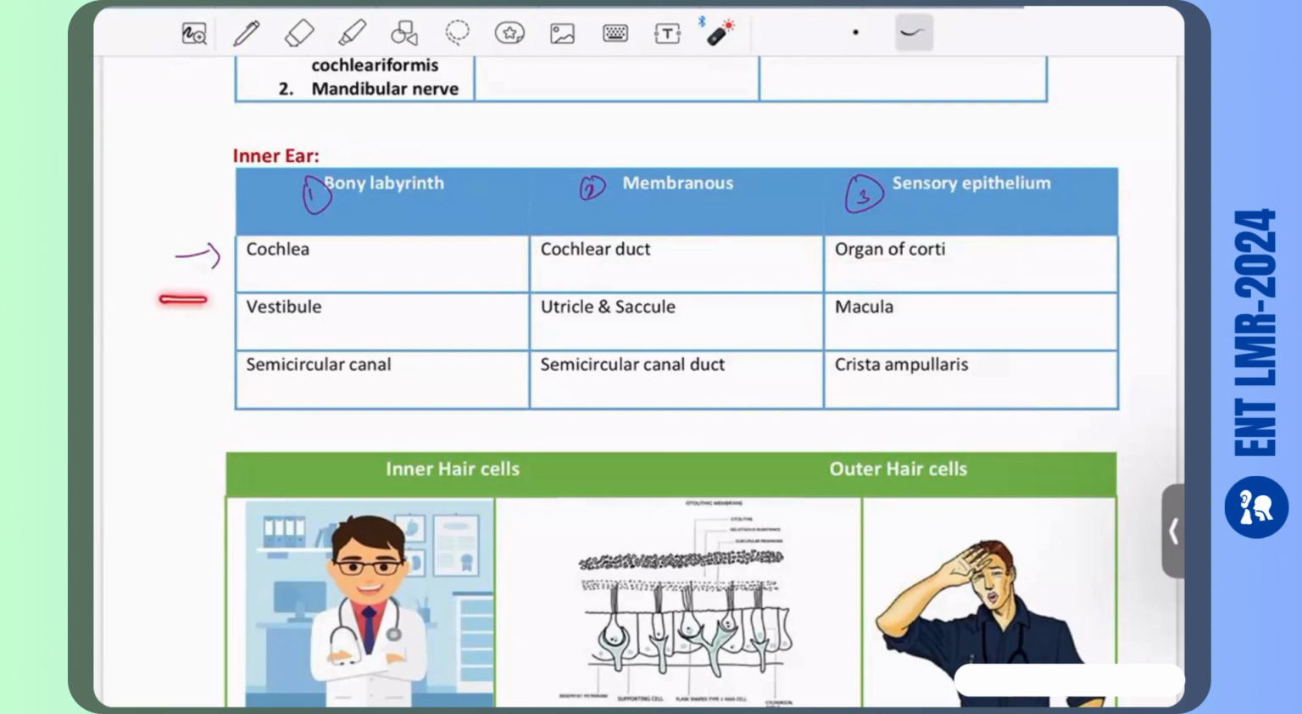So the vestibule is a bony labyrinth. Within the bony labyrinth of the vestibule, we have two important structures called utricle and saccule, which are the membranous labyrinth. The sensory epithelium of linear balance is called macula. So let me write it down. Organ of Corti is for hearing. Macula is for linear balance. Crista ampullaris is for angular balance.